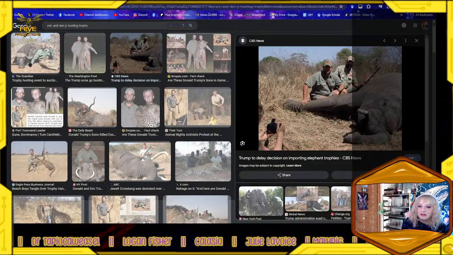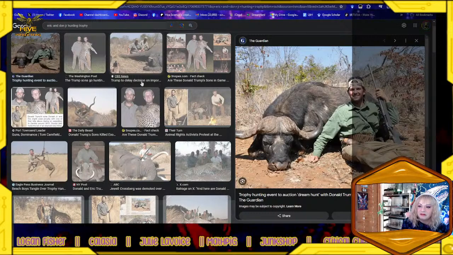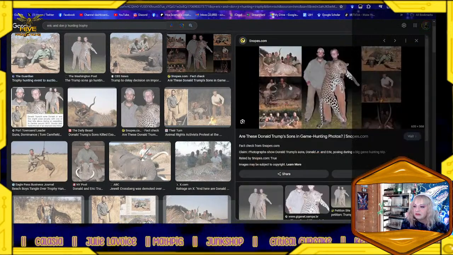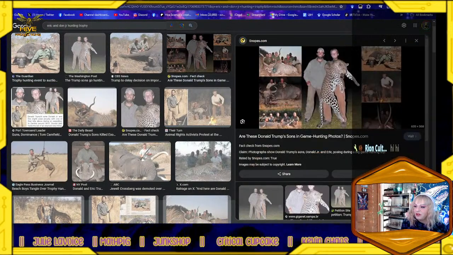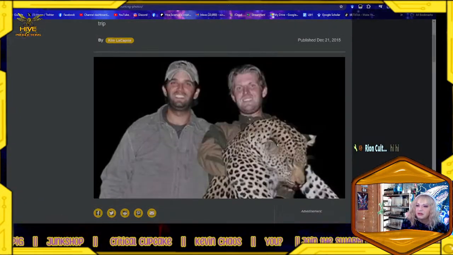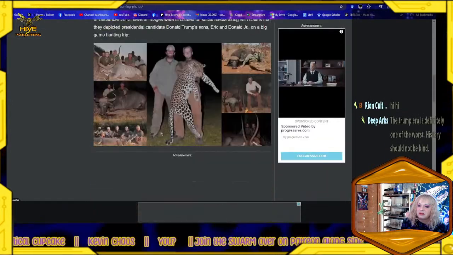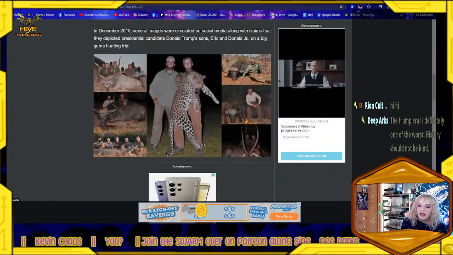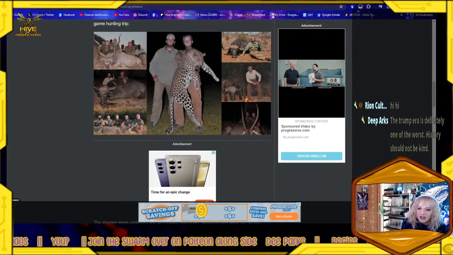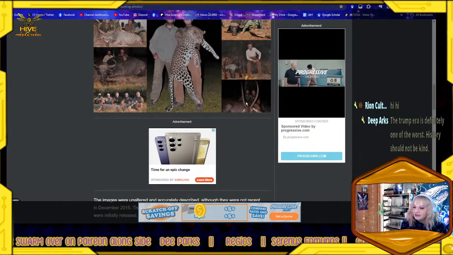African elephant. Cape buffalo. It's a greater kudu. Crocodile. Probably Nile crocodile. Can't be sure though. Is it an eland? Like a giant eland?